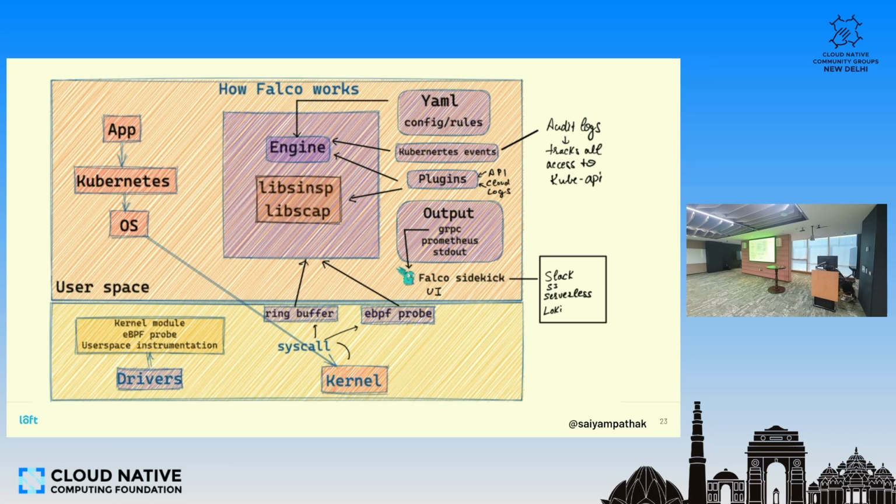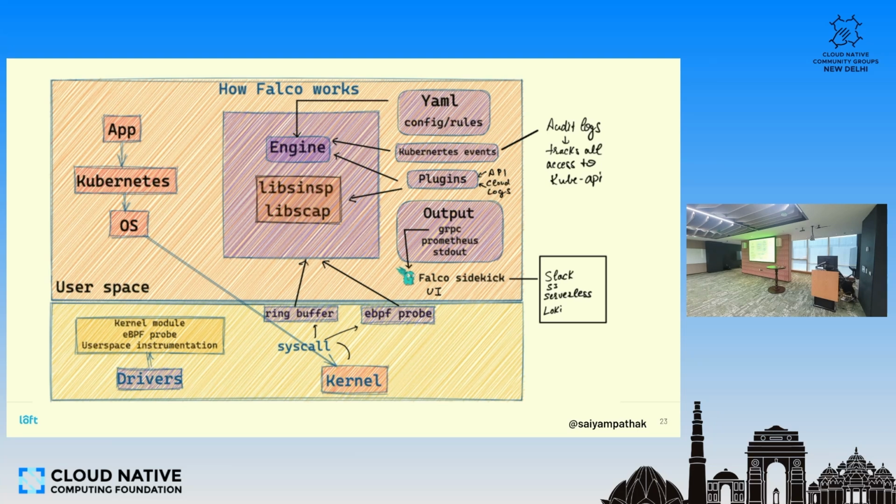So you have an application deployed on a Kubernetes cluster, which is running on Flatcar or whatever that is, or maybe Ubuntu. Hope not. The application makes a syscall to the kernel, and the eBPF. There are three modules, with a few drivers: kernel module, eBPF probe, and user space instrumentation. The eBPF probe, I think, is the default one, but you can use ring buffer as well. It tracks all the syscalls using the eBPF probe, and then it goes to the Falco engine that sits in the user space.